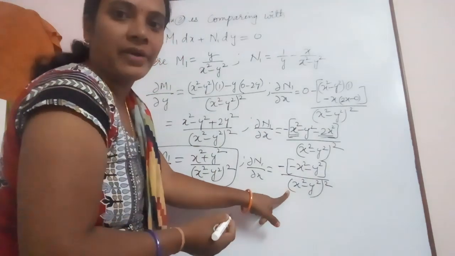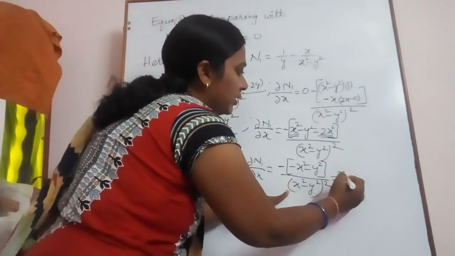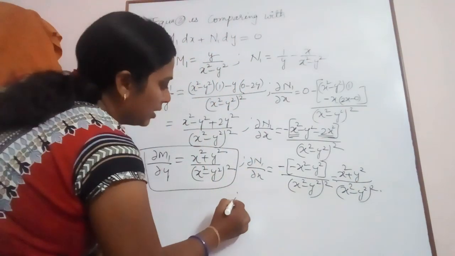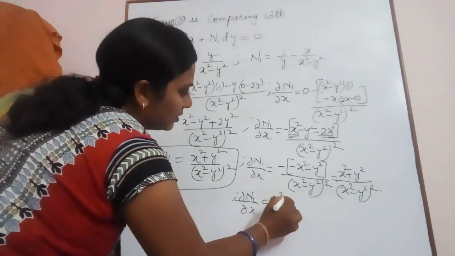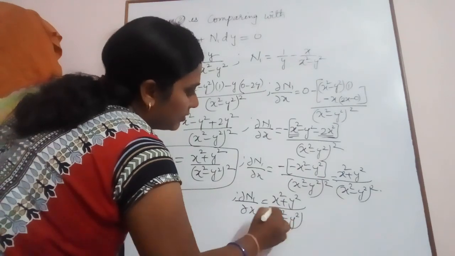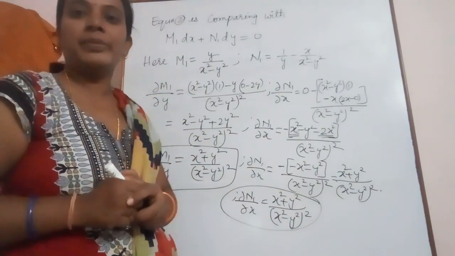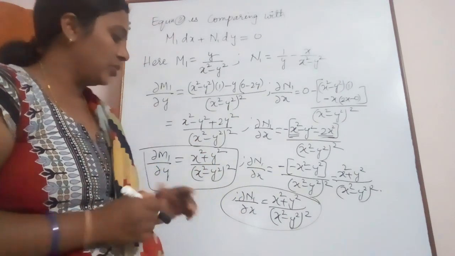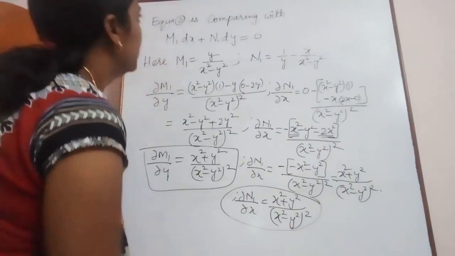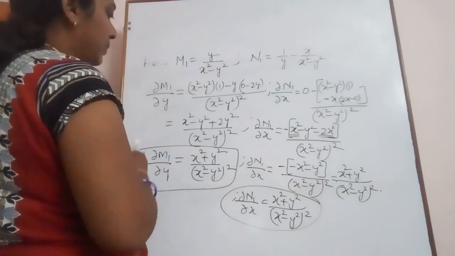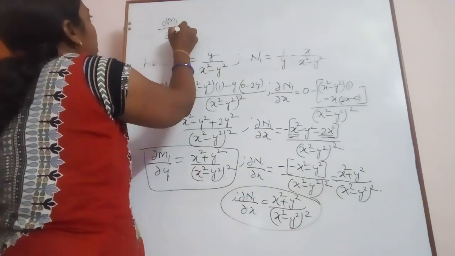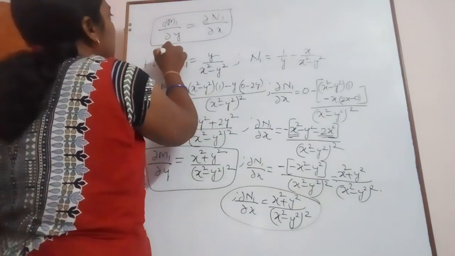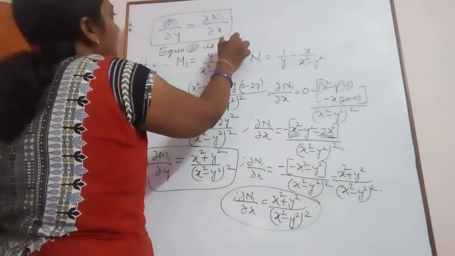Here in the numerator two terms have the negative, so taking common negative, negative into negative, positive, it's x square plus y square by x square minus y square whole square. That is, dou N1 by dou x is equal to x square plus y square by x square minus y square whole square. Here dou M1 by dou y and dou N1 by dou x both are same. So this is clearly an exact differential equation. Dou M1 by dou y is equal to dou N1 by dou x. So equation 2 is an exact differential equation.